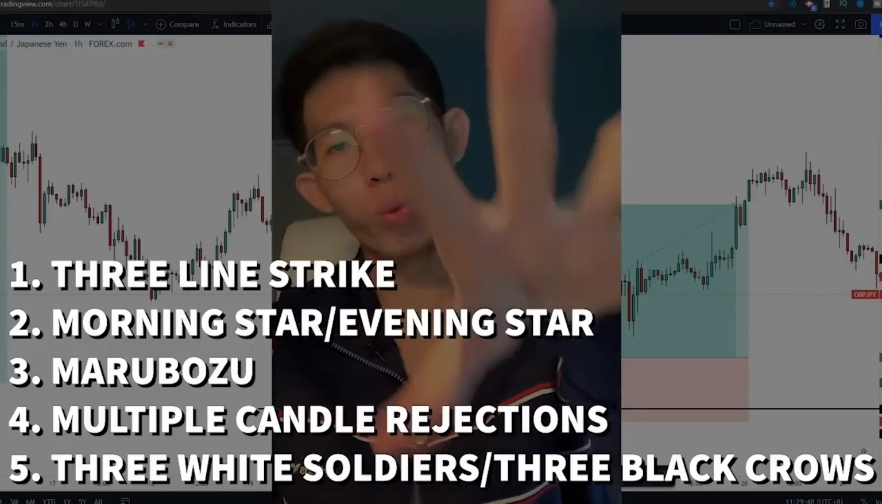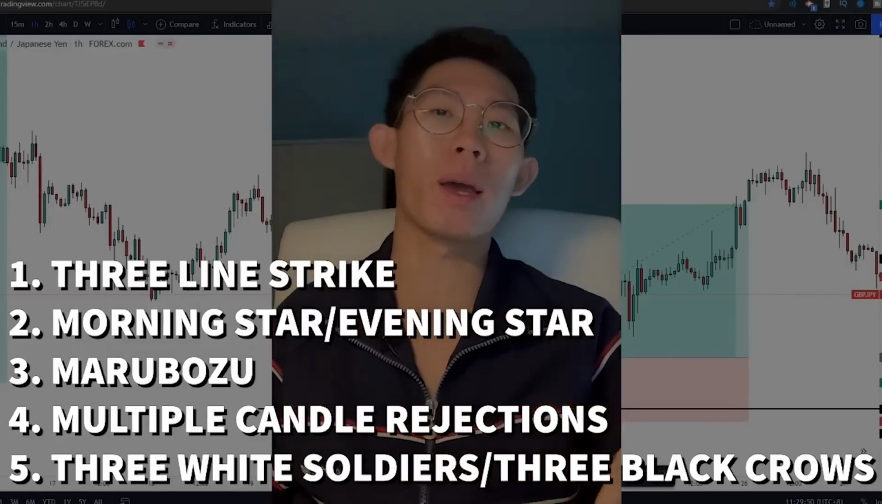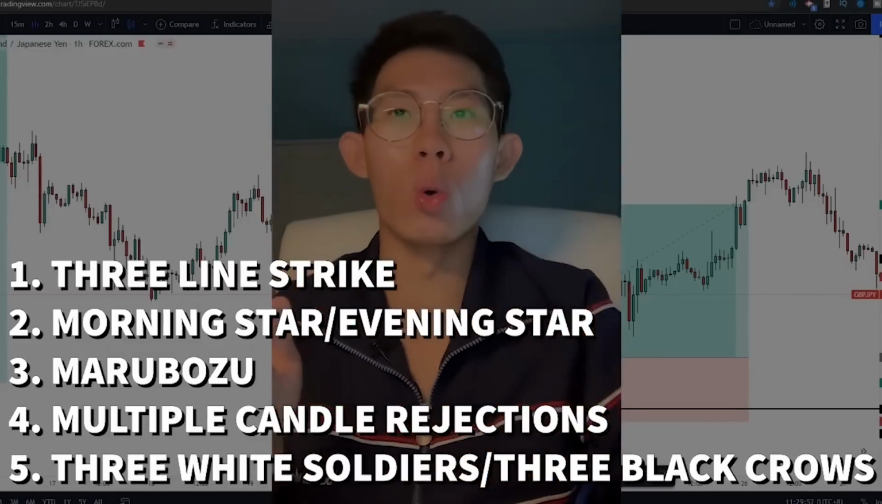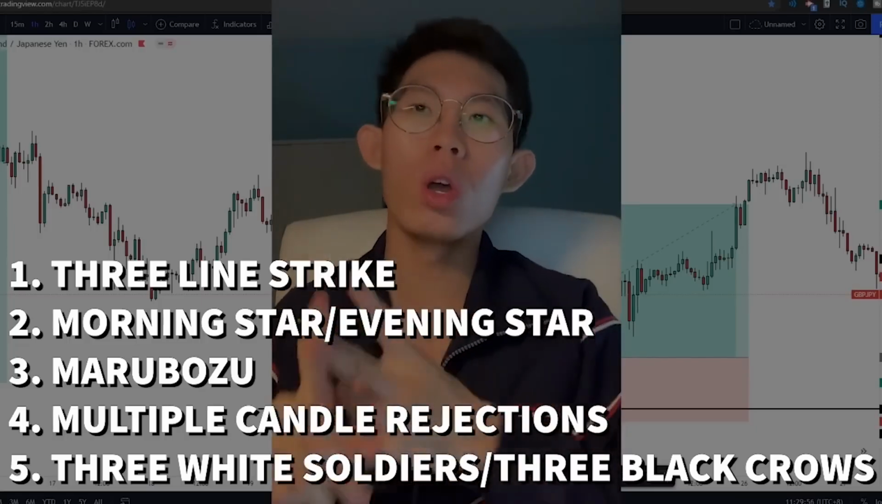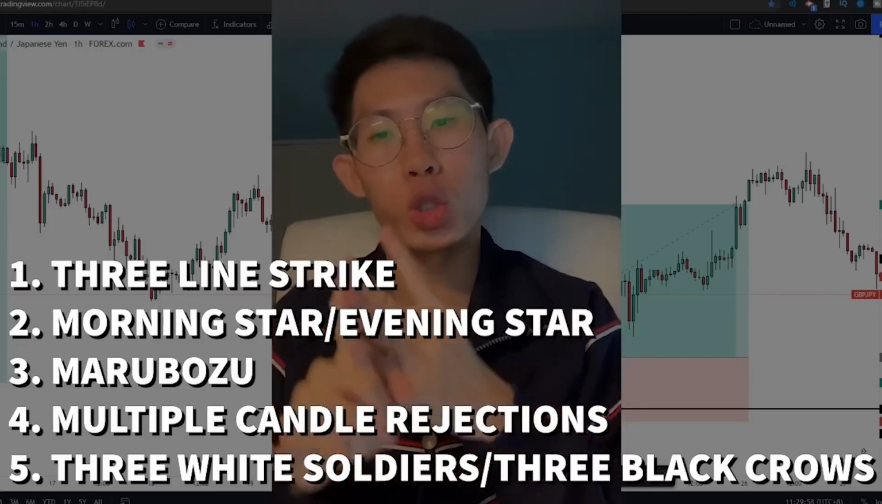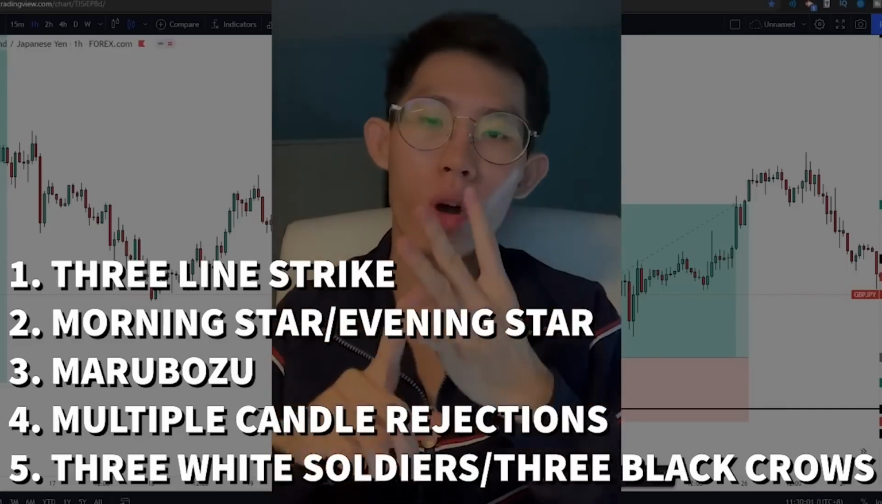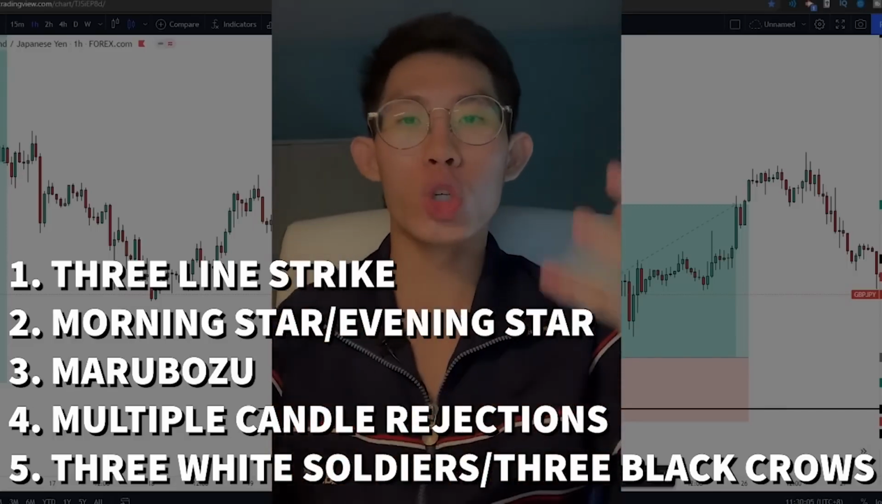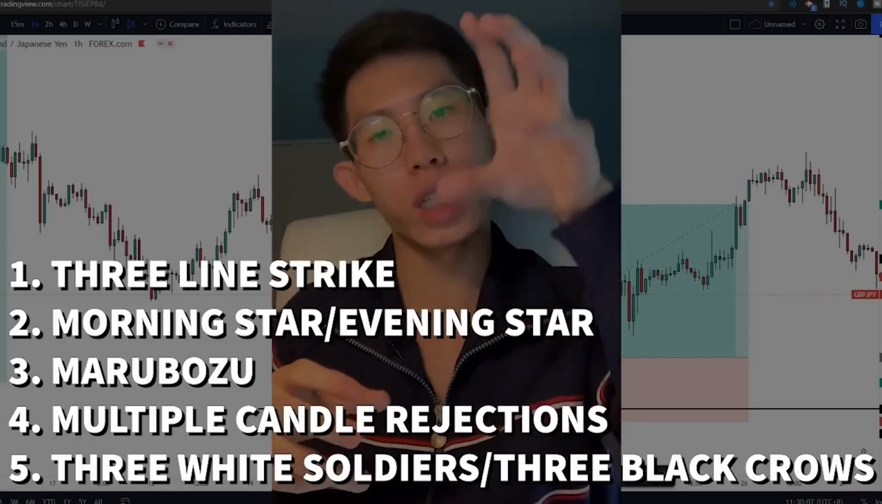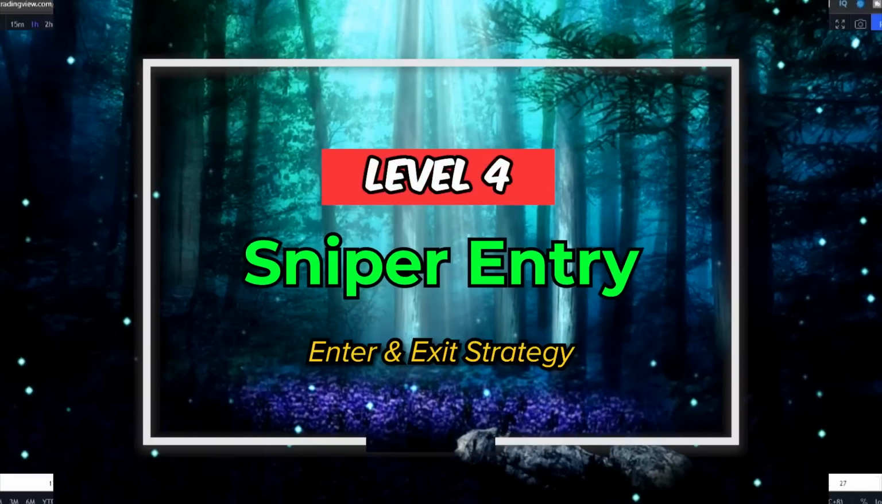So these are the 5 reliable and profitable candlestick patterns that you guys need to know. Number 1, your 3-line strike candlestick pattern. Number 2, your Morning Star or Evening Star. Number 3, your Marubozu candlestick. Number 4, your multiple candle rejections. And number 5 is your 3 white soldiers and 3 black crows.